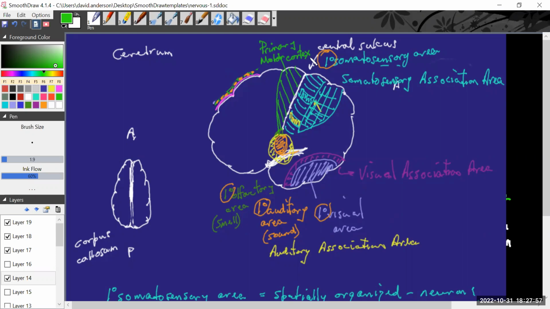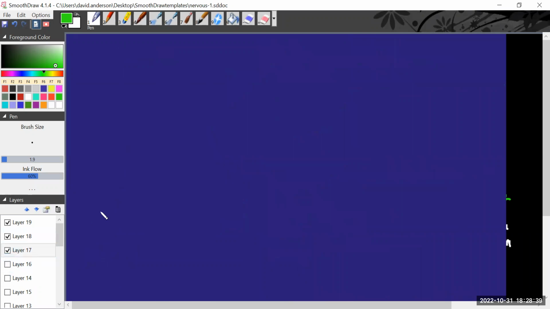The primary motor cortex is spatially arranged just like our primary somatosensory area was. In other words, there's a group of neurons in this area, for example, that are responsible for the muscles of the fifth digit in the right hand. And another group of neurons responsible for muscles to the thumb. And another group of neurons responsible to muscles of the forearm. Different ones for the extensors than for the flexors. And so on and so on. So the primary motor cortex is also spatially organized.